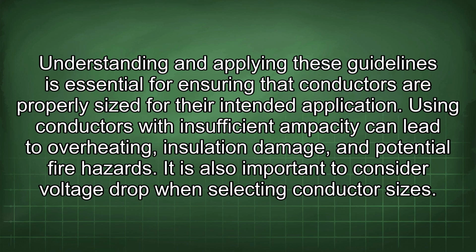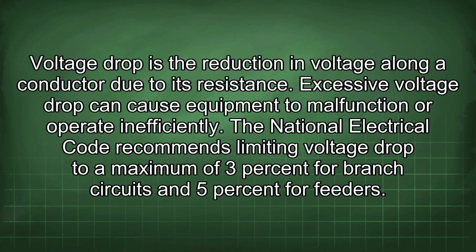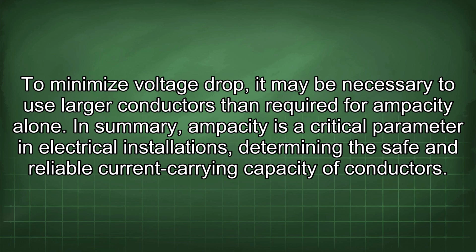It is also important to consider voltage drop when selecting conductor sizes. Voltage drop is the reduction in voltage along a conductor due to its resistance. Excessive voltage drop can cause equipment to malfunction or operate inefficiently. The National Electrical Code recommends limiting voltage drop to a maximum of 3% for branch circuits and 5% for feeders. To minimize voltage drop, it may be necessary to use larger conductors than required for ampacity alone.